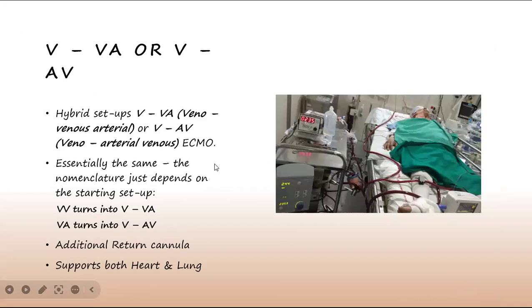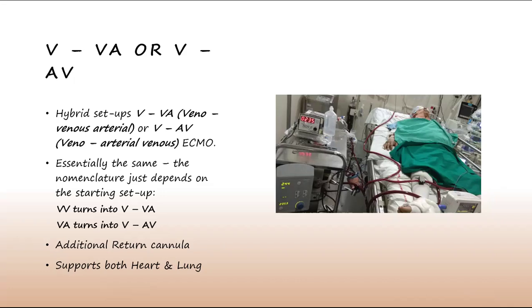So let us see these hybrid setups of ECMO. As I said earlier, there is one more ECMO, a hybrid ECMO like VAV or VVA. What is the difference between these two? Which letter has to be kept first and which letter has to be kept later on? In a hybrid ECMO, VAV or VVA, whatever you call it, it's a hybrid ECMO, which you all know. But the only thing that differentiates is the initial part.